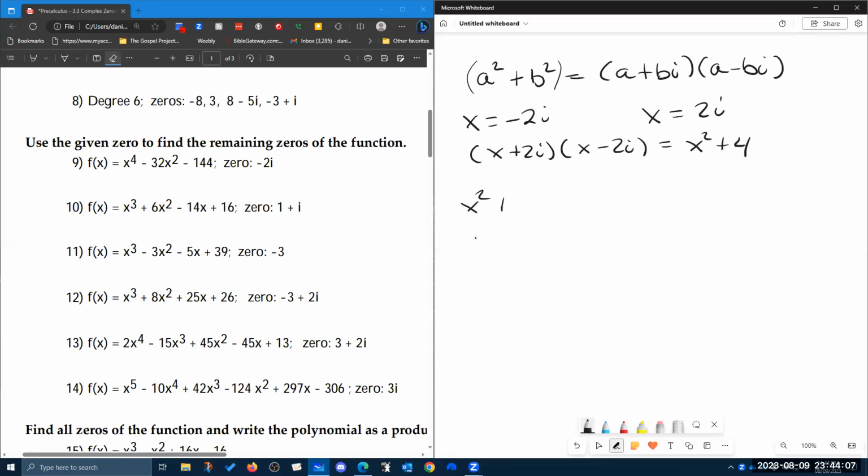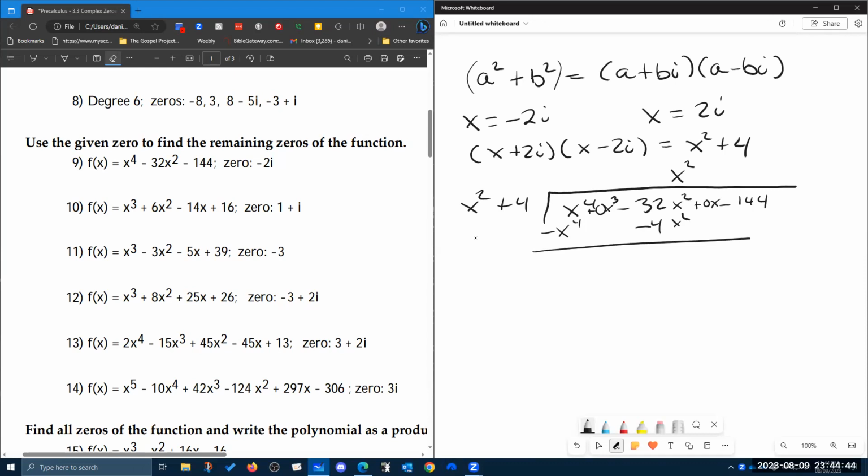I'm going to put x squared plus 4 on the outside of my long division. I'm going to put x to the fourth minus 32x squared minus 144 on the inside. I'm leaving some space if I need it for the 0x cubed and the 0x here. So x squared goes into x to the fourth, x squared times. It gives me x to the fourth and a positive 4x squared. I'm going to change my signs and add.